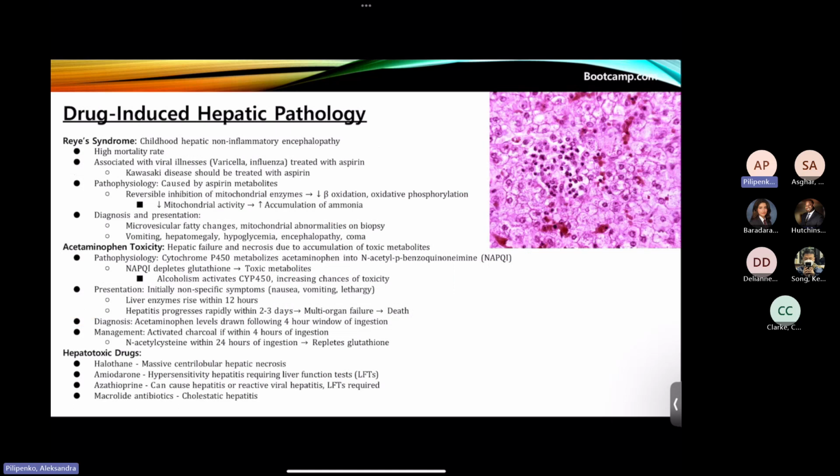Also, we have another disease such as drug-induced hepatic pathology. For example, it might be Reye syndrome. You will learn that especially children with Kawasaki disease cannot take aspirin because they will have this complication, Reye syndrome. All right. Or Tylenol toxicity, because remember, they say do not take more than 4 grams of Tylenol a day, right, in 24 hours. And this one, okay.